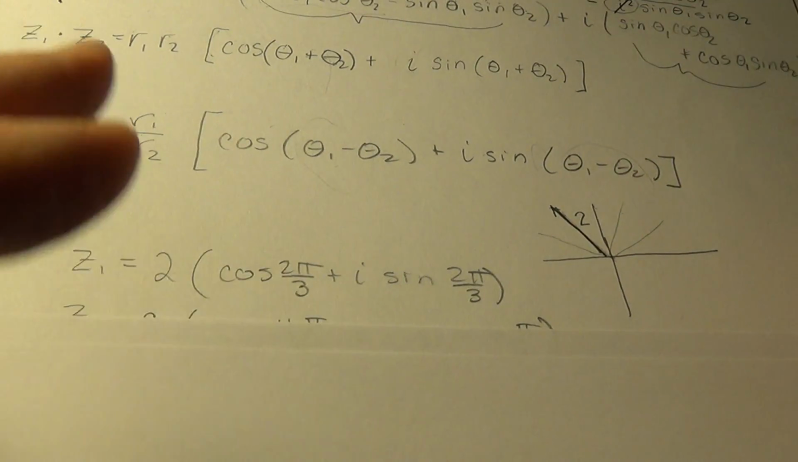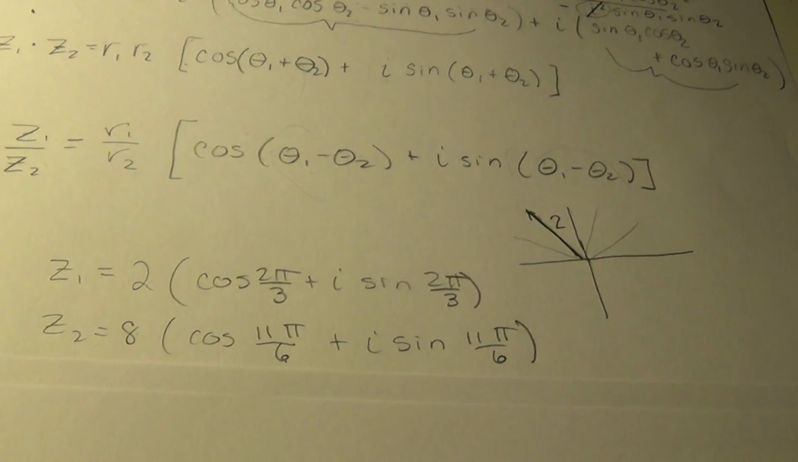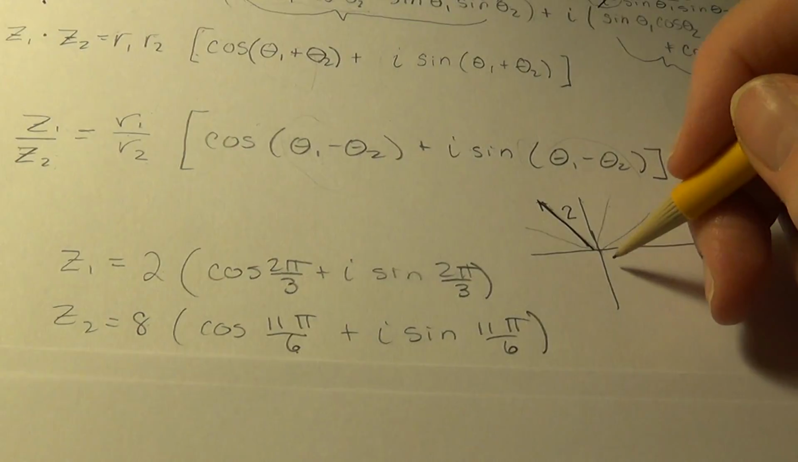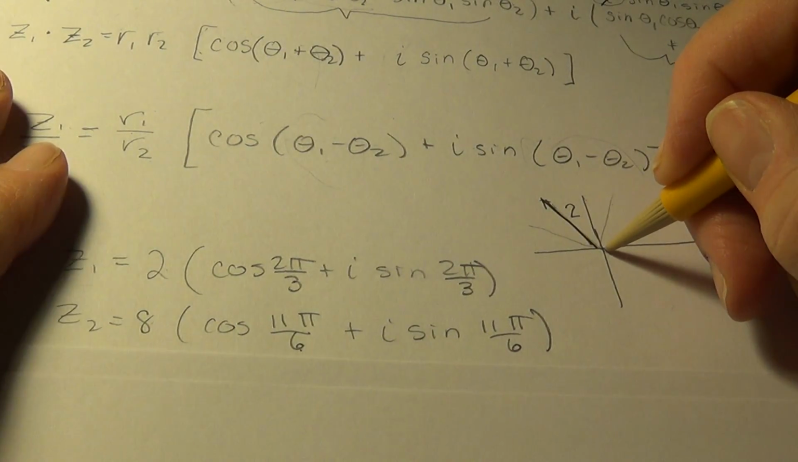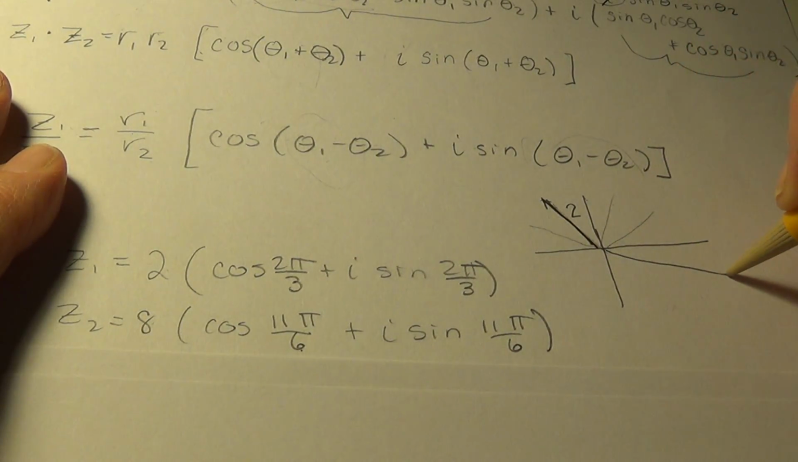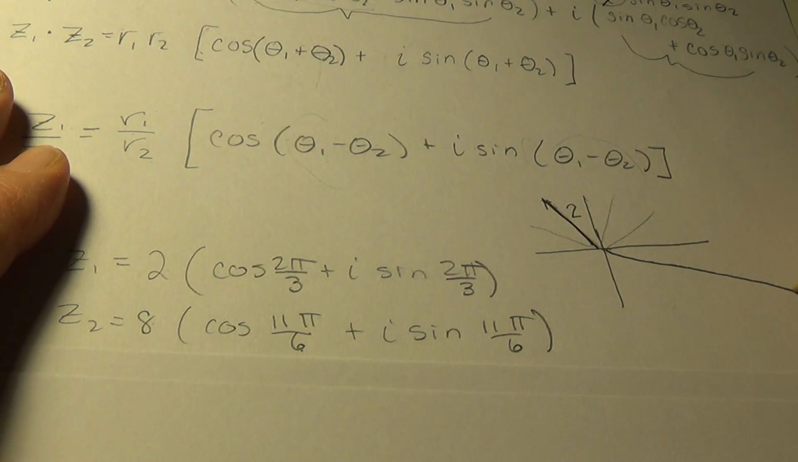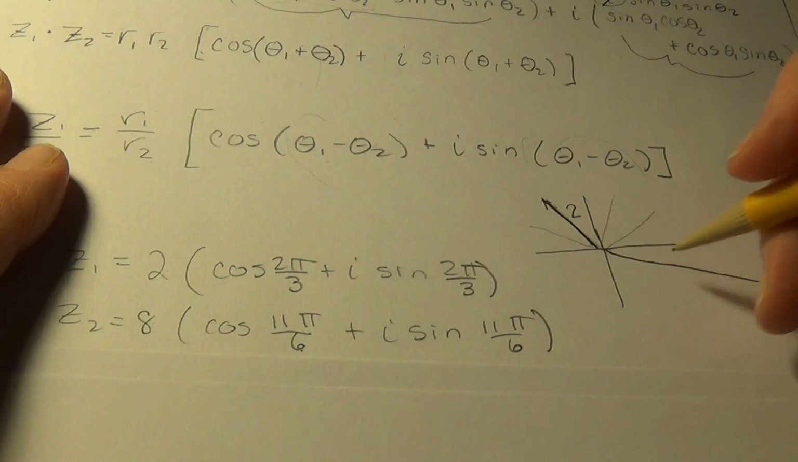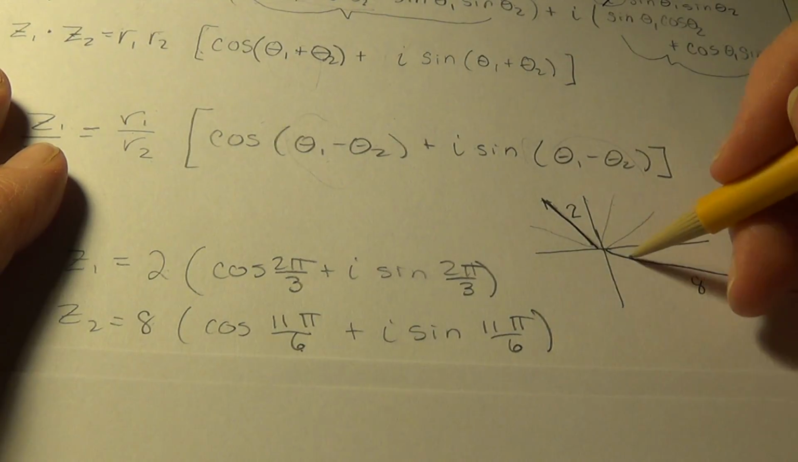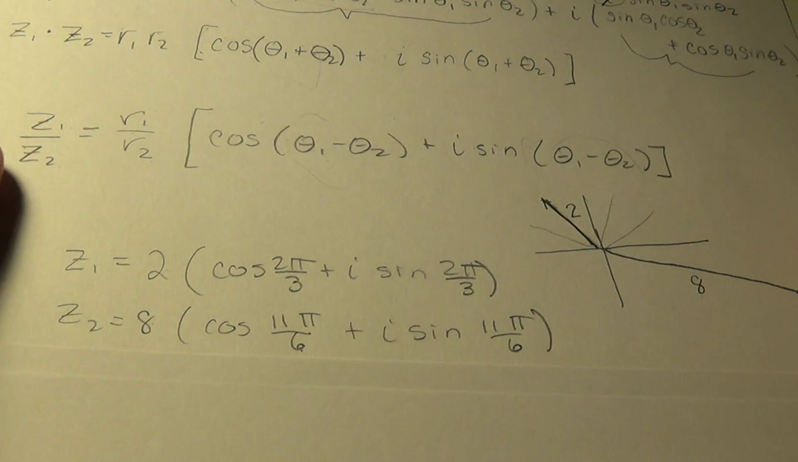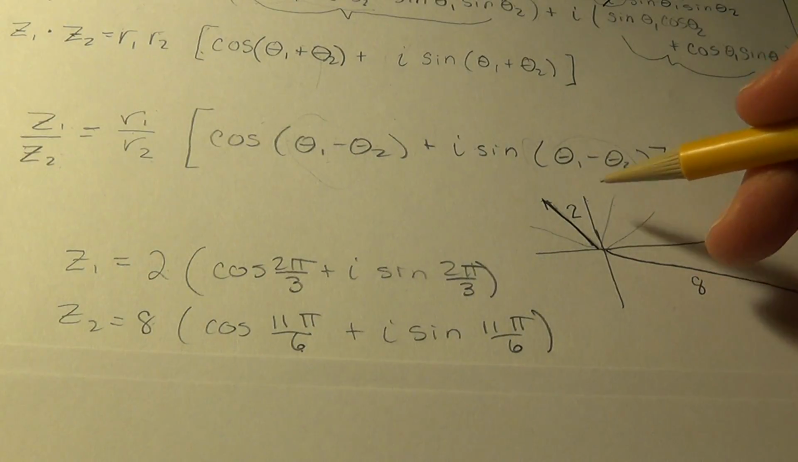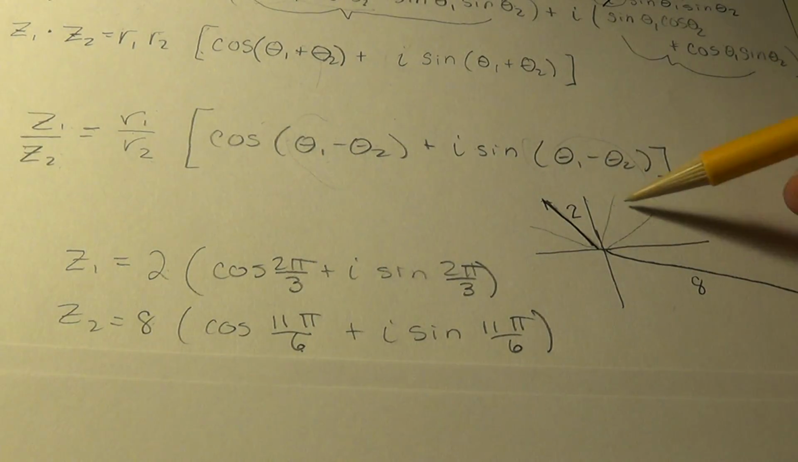And then we're going to multiply that by this one. That is at 11 sixths pi, which is way over here, and its magnitude is 8. 2, 4, 6, 8. It's a long, daddy long legs here. So we have 8 at this angle, 11 pi over 6. We're going to multiply these two vectors.